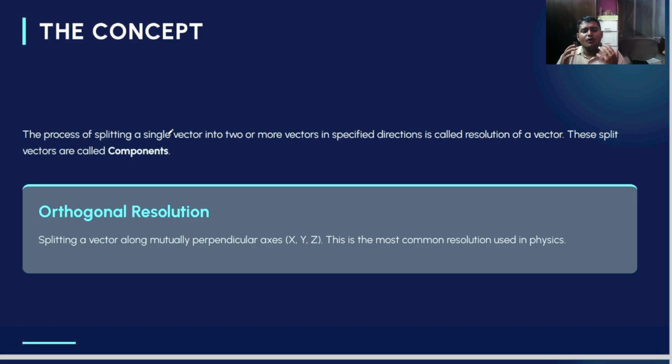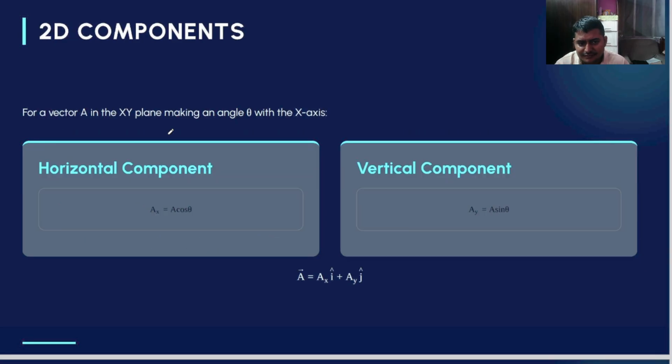So what is an orthogonal resolution? Splitting the vector along the mutually perpendicular axes x, y, and z is called the orthogonal resolution, and it is the most commonly used resolution in physics. In 2D components, for a vector in the xy plane making an angle theta with the x-axis, the horizontal component ax is a cos theta, and the vertical component ay is a sin theta. So the total vector A can be represented as ax i cap plus ay j cap.